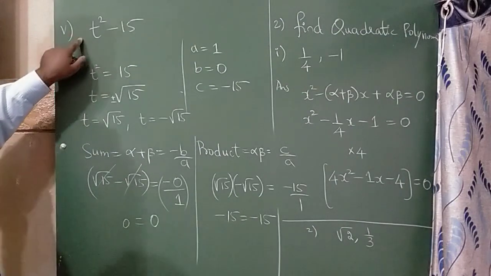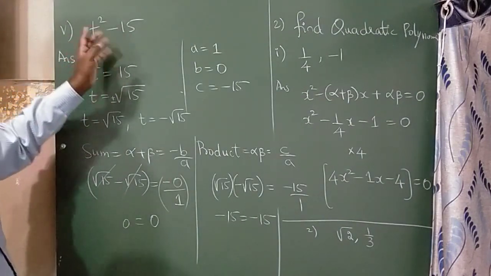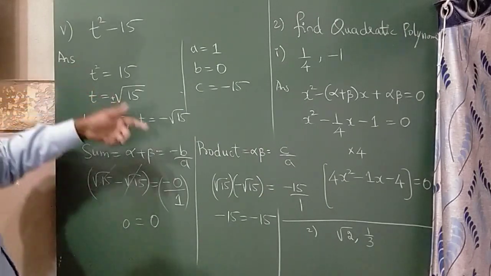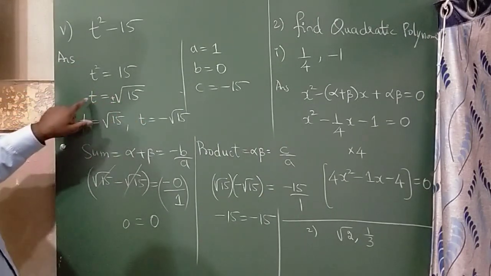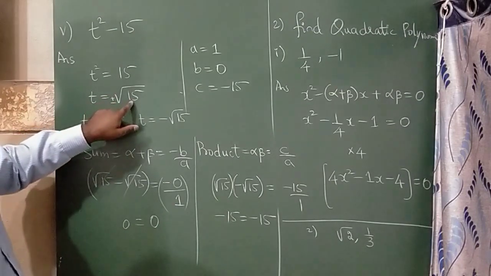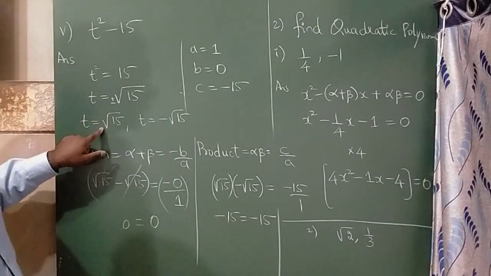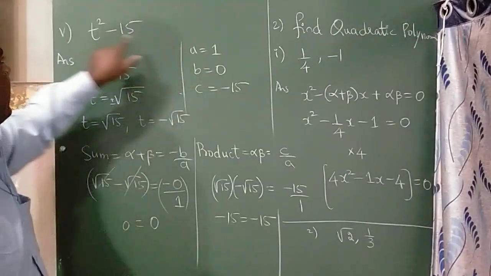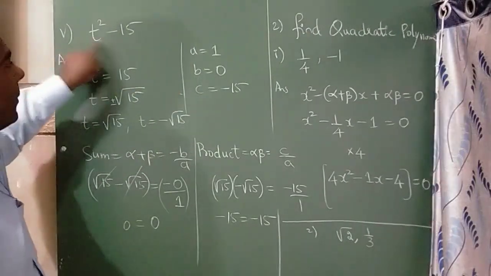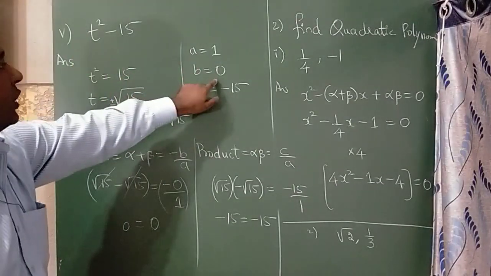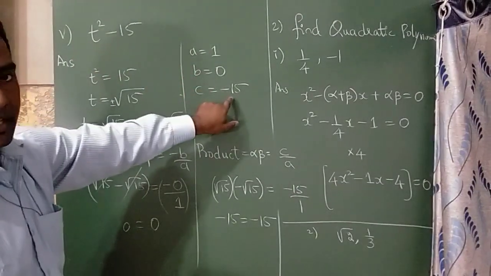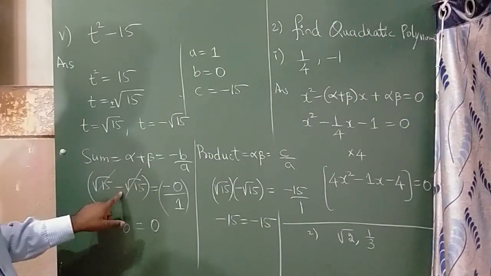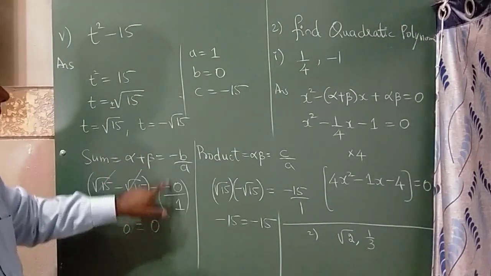Now fifth question, t square minus 15. Minus 15 goes to the right hand side, it will become plus 15. This square, when it goes to the right hand side, it will become root. So t is equal to plus or minus root of 15. Once I have taken positive root 15, once I have taken negative root of 15. So a is 1, the coefficient is nothing here. B we don't have, so 0. C is minus 15.